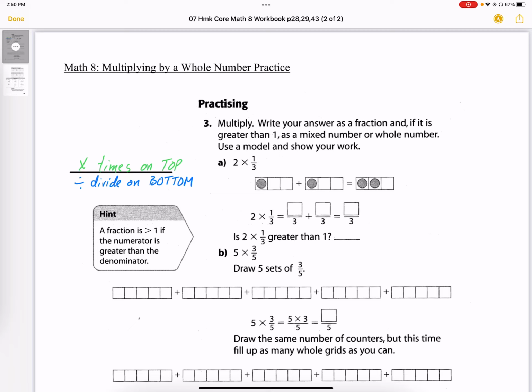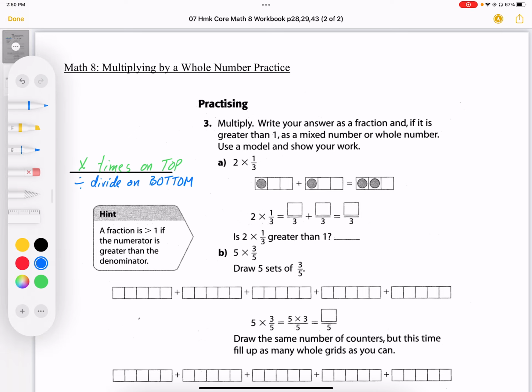For this practice, we're really going to focus on this idea of times on top and divide on bottom. So I have 2 times 1/3. Well, really, the 2 is a multiplier. So we're going to have 2 times 1, and that's going to give us our 2 groups of 1. And then we're going to have the divide by 3 on bottom. So we end up with 2 groups of 1, which is 1 plus 1. So we're going to end up with 2 on top, and the divisor 3 is on bottom.